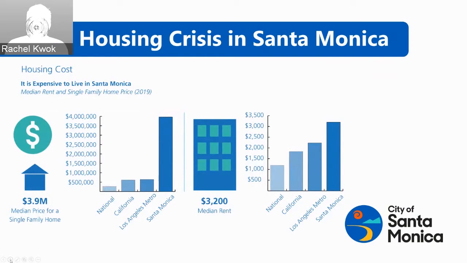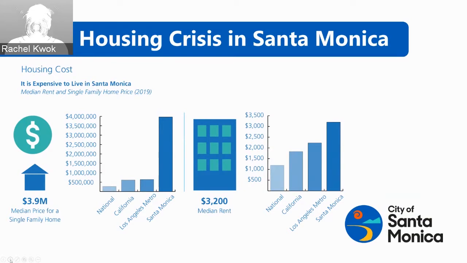And not only are they old, they are expensive. Santa Monica is one of the priciest places to live in the nation. We have a median price of $3.9 million for a single family home. This is much more than the national median, which is around $260,000 for a single family home. And condos are not any better. The median home price for a condo is about $900,000, trending upwards towards $1 million. So condos and single family homes are very expensive to buy here in the city.